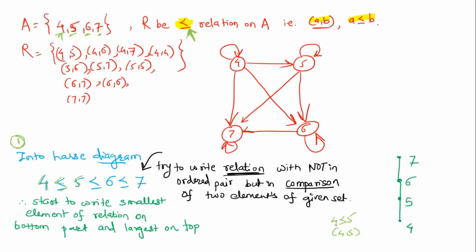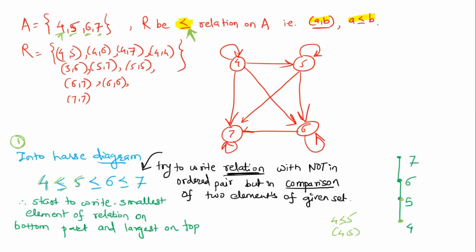Now we will try to draw 4 on the bottom part and 5 on the topmost part, and there will be an edge between 4 and 5. Your 5 is less than or equal to 6, then the 5 to 6 edge will be drawn. Your 6 is less than or equal to 7, then the edge from 6 to 7 will be drawn. In that, 6 will be on the bottom part and 7 will be on the topmost part.